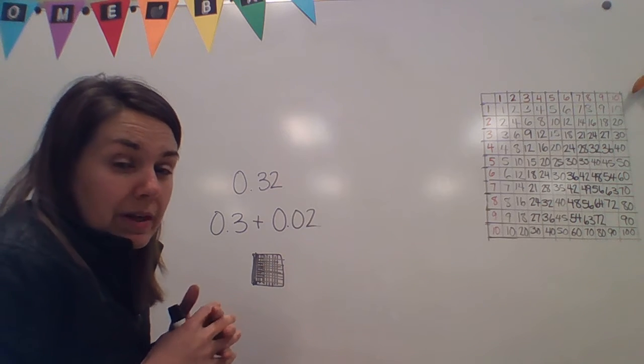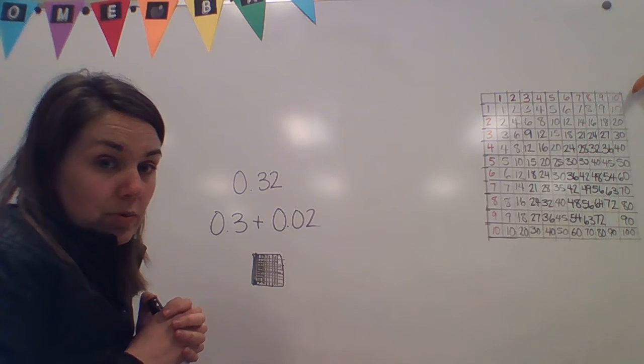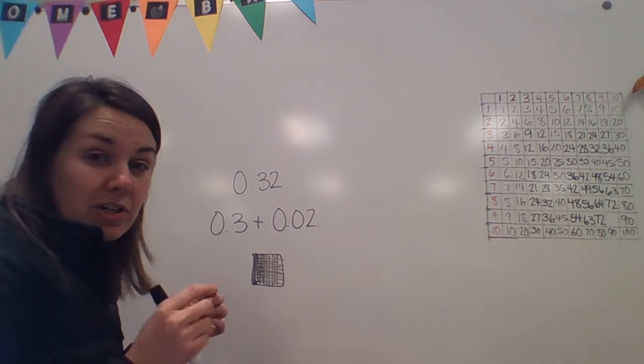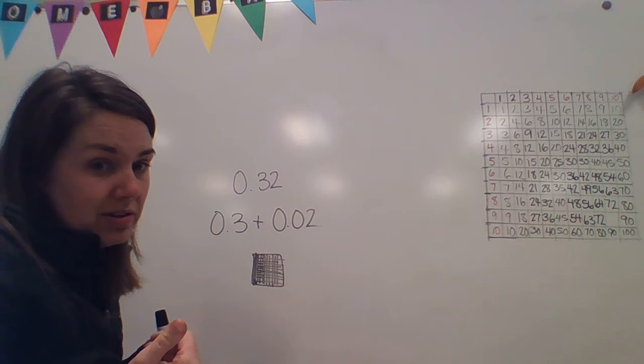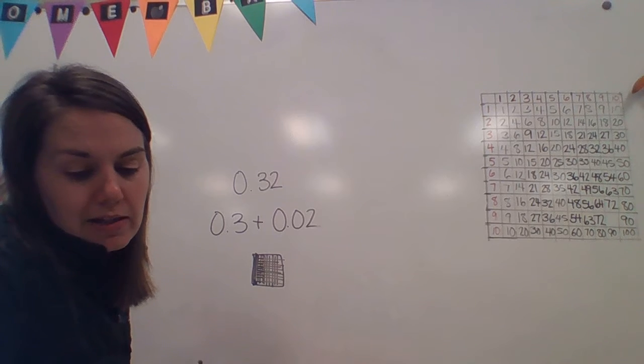So they're all related, just like our place value with our whole numbers. We're just kind of reversing the order. Tenths are greater than hundredths this time. All right, let's look at B.